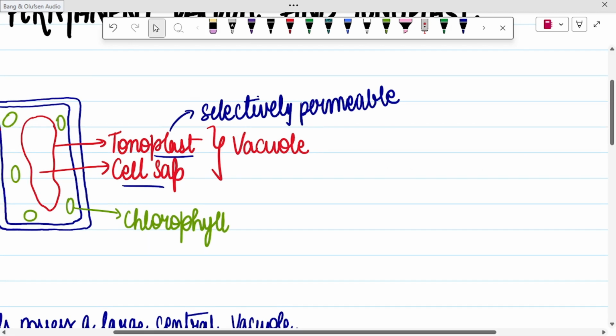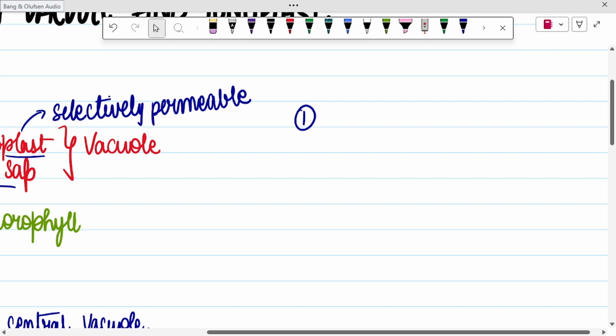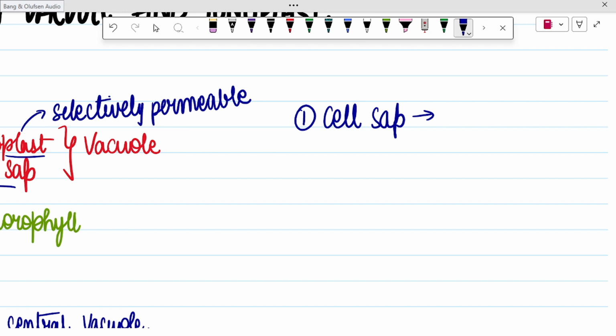Now what is the role of this permanent vacuole in plant cell? पहला तो is related to your cell sap. Let's see. आपका जो cell sap होता है, it contains a number of different types of material that can be beneficial for your cell. The cell sap contains water, it has sugar, it has amino acid, it has minerals, and it has waste material as well.